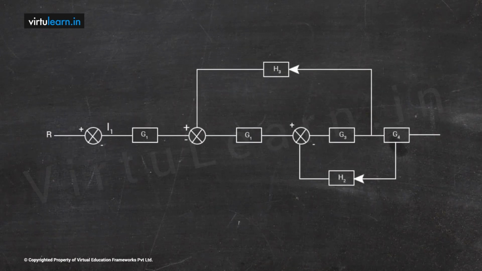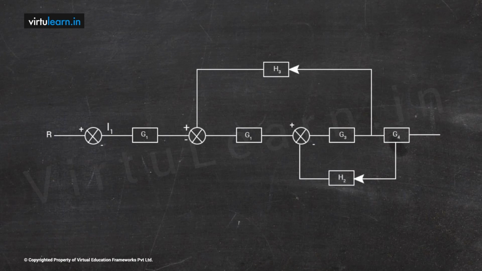Next, in this example, I need to find the transfer function C of S by R of S using the block diagram reduction technique. Now here, if you look at this problem, there is a summing point in the feedback path. In very complex systems or some process systems, we will find a summing point in the feedback path. Let us see how to solve this problem.